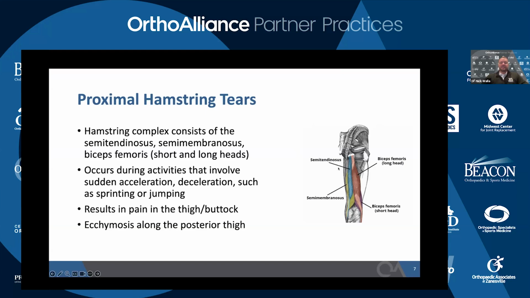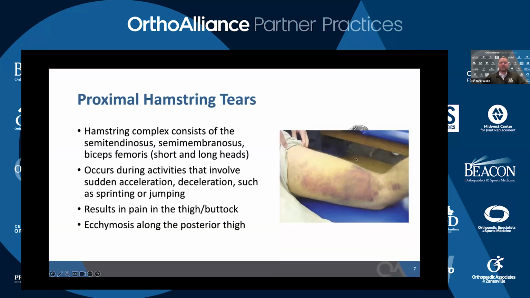And even in the severe cases, which is when the tendons actually tear off from part of the bone up top here, it can lead to some significant bruising, which is concerning, and you should definitely seek some evaluation if that occurs to you.